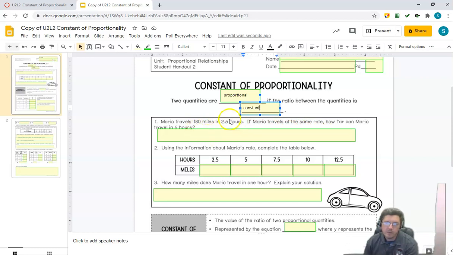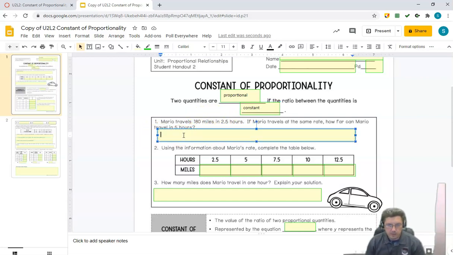So if we double the time, we should double the distance. So we can do 180 times 2, that's 360 miles. Alright? Now we could have actually calculated his speed and divided 180 by 2.5. And then we could set that up as our proportion equation, which is something that we should do and check out. I want to grab a drawing tool here to make that a little bit easier to see.